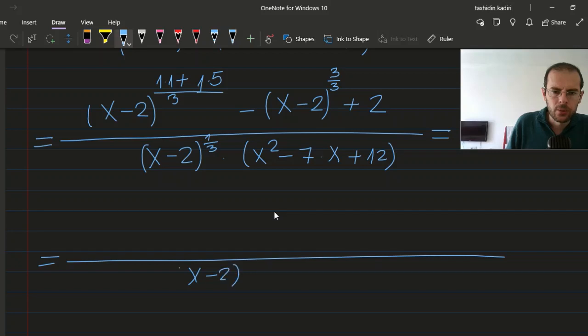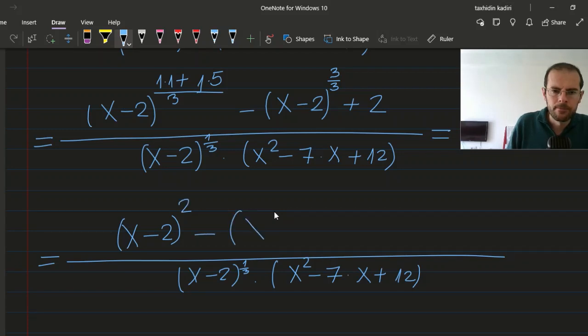x minus 2, x squared minus 7x plus 12. x minus 2, this is all in power 1; plus 5 is 6. 6 divided by 3, it's 2, minus 3 divided by 3, it's 1, plus 2.